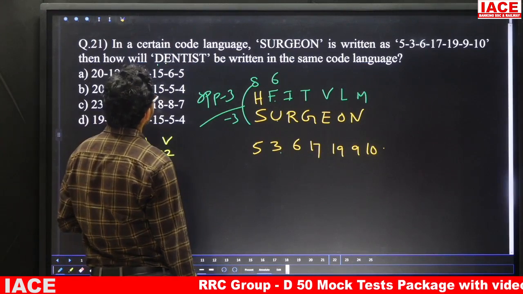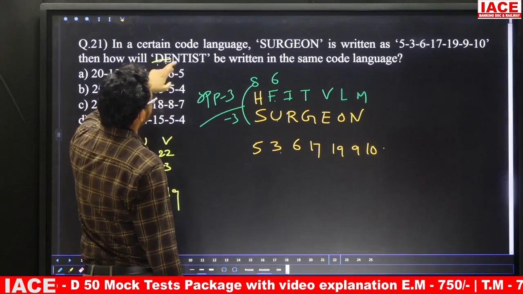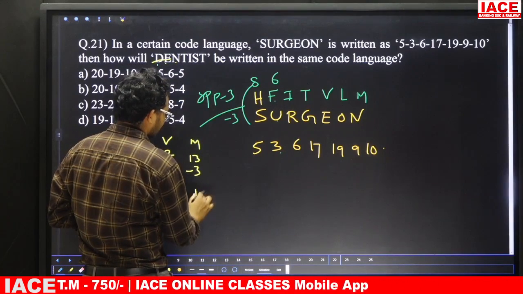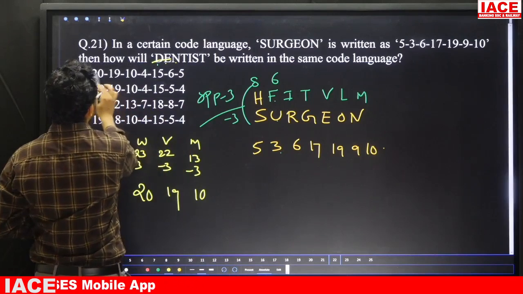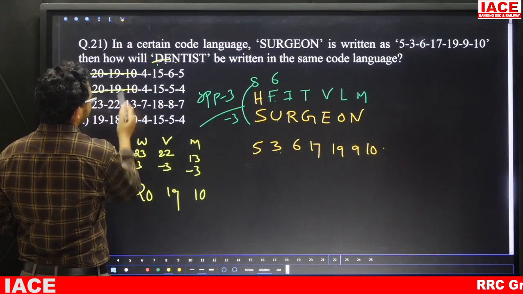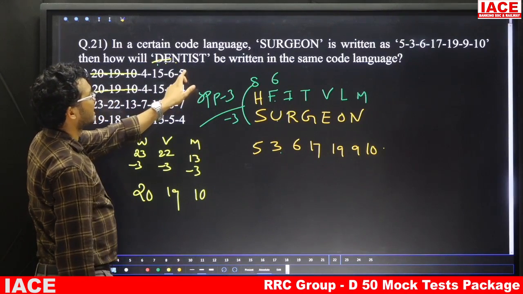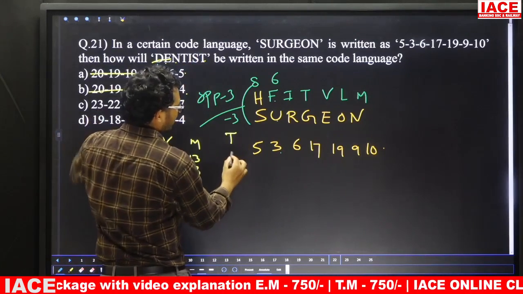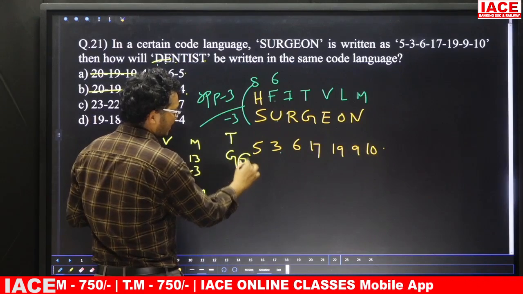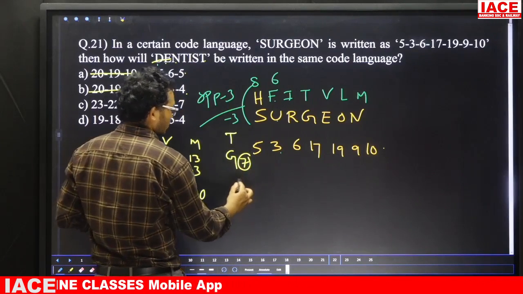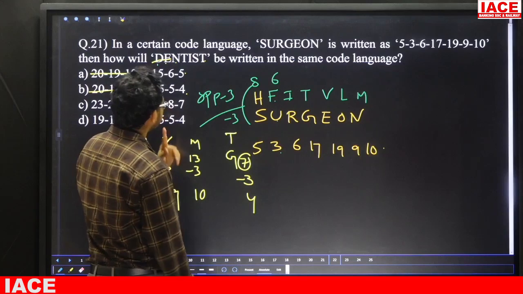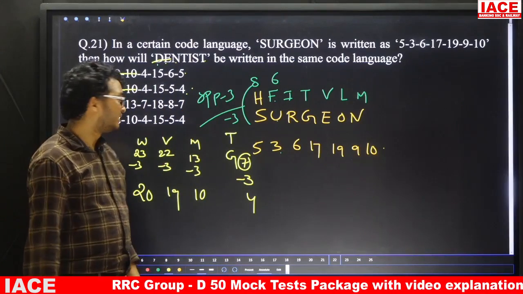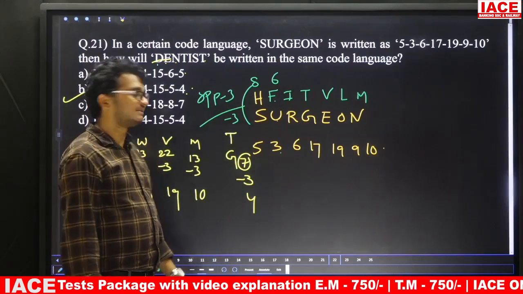Leave it. Next one is N. N's opposite is M. M face value 13, minus 3 is 10. So take 20, 19, 10. Go for the last one. Last one is T. T's opposite is G. G face value 7. Our requirement is opposite minus 3. 7 minus 3 is 4. That means the ending is 4, starting is 20. Option B is there, so the answer is option B. The logic here is opposite minus 3.